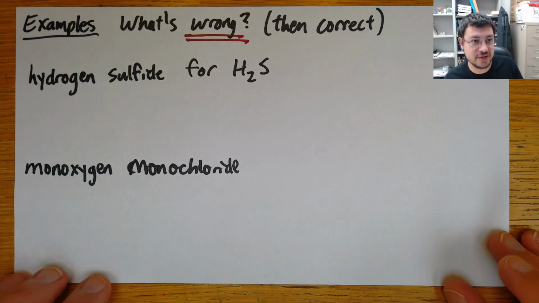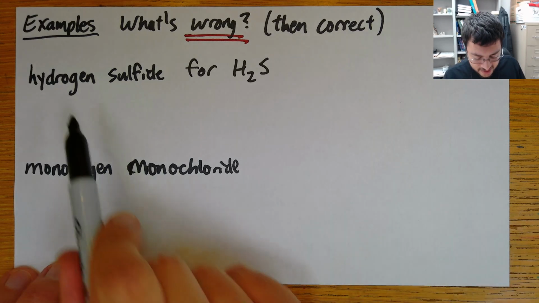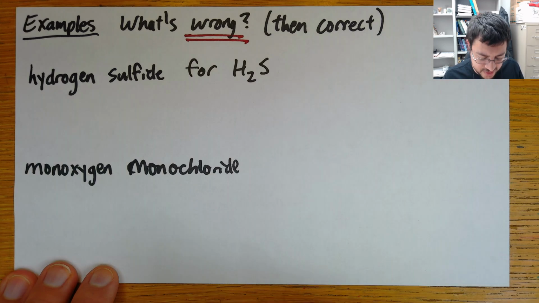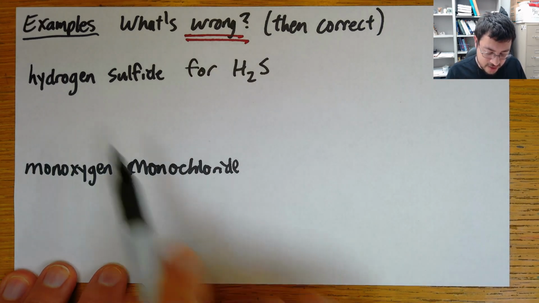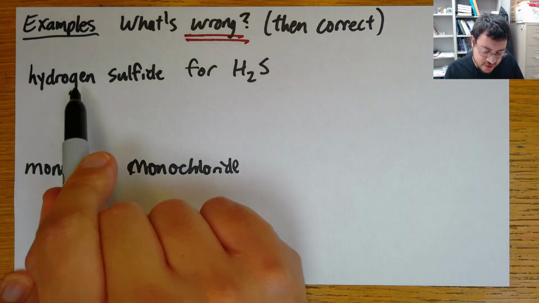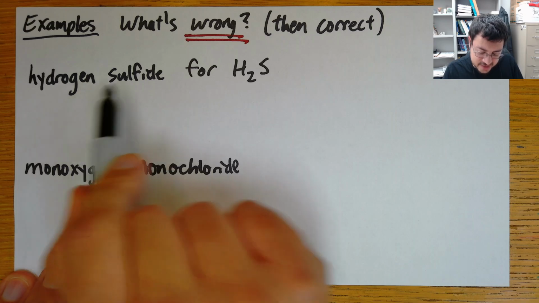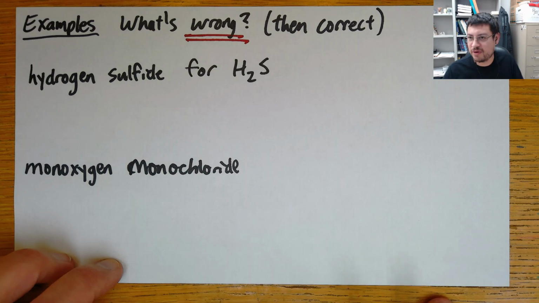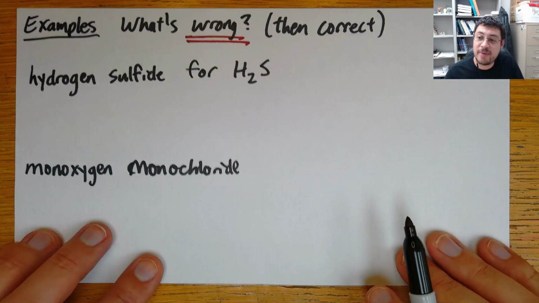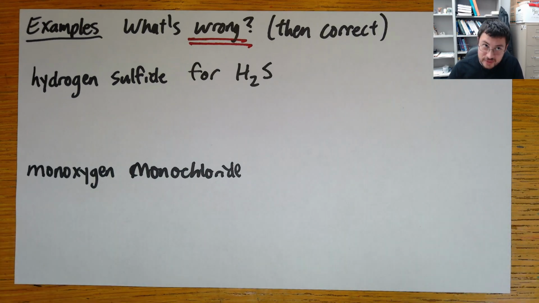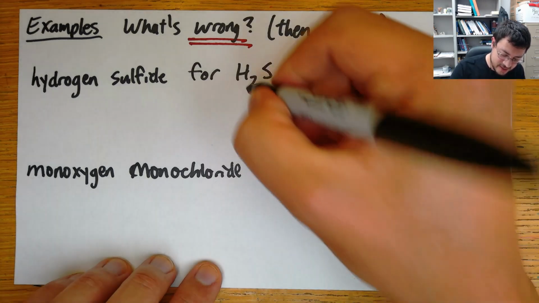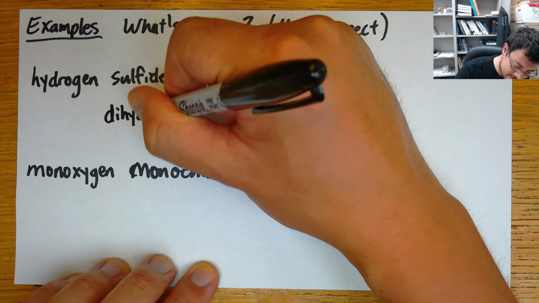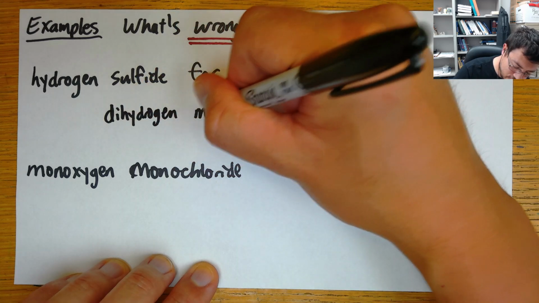Hopefully this video is a little on the shorter side. What's wrong? So someone wrote hydrogen sulfide for H2S. Okay, first I want to say this is a common name that is typically accepted for H2S. In everyday language, people just say, oh, hydrogen sulfide gas, and that's totally fine. But if you were to follow IUPAC rules, then this would be dihydrogen monosulfide.